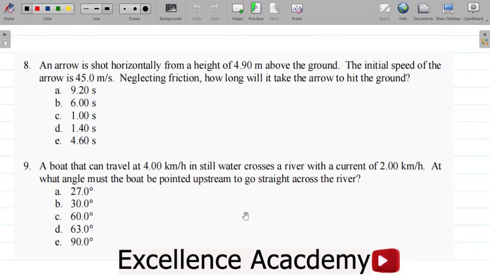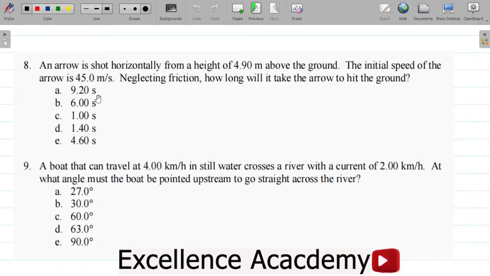Let's look at question 8 in our general physics examination revision classes. Question 8 says an arrow is shot horizontally from a height of 4.90 meters above the ground. The initial speed of the arrow is 45.0 meters per second. Neglecting friction, how long will it take the arrow to hit the ground?